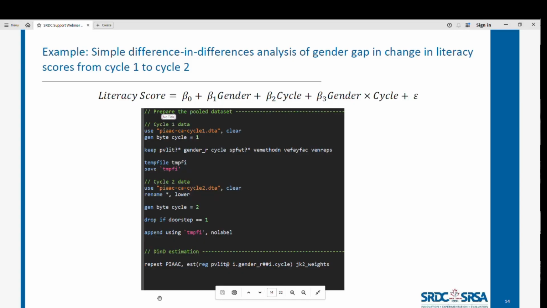And to run the estimation in Stata, we first append the public use dataset for 2 cycles, which is done in the first part of this Stata script. And we also drop observations representing those who did doorstep interviews in cycle 2 in this example. And after that, we issue the LEPEST command to estimate the model. And in the LEPEST command, a variable PBLA comes with an @ sign because the literacy scores are plausible values. And then JK2 weights are added as an option to normalize the replicate weights. And next slide.